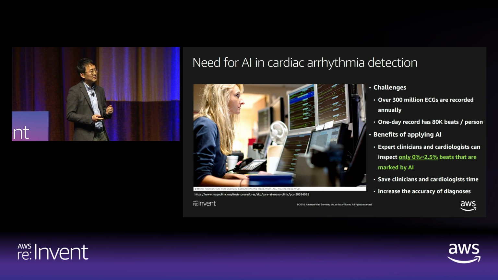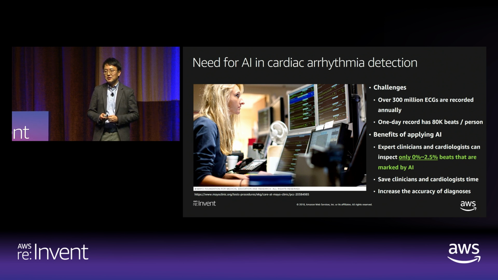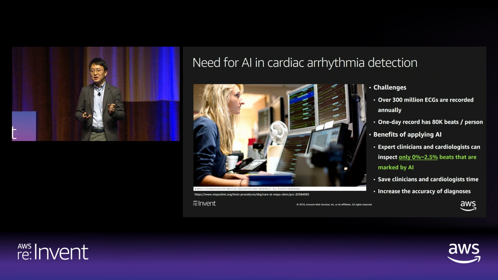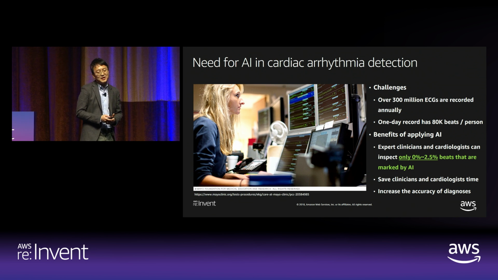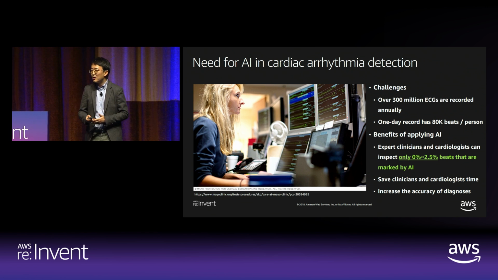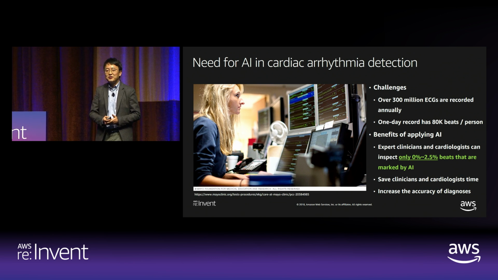So therefore, if AI can mark these irregular patterns, and then these clinicians and cardiologists can focus only on those marked heartbeats, it will dramatically save the clinicians' and cardiologists' time. And also, it will increase the accuracy of the diagnosis. So that's why we want to apply it in cardiac arrhythmia detection.